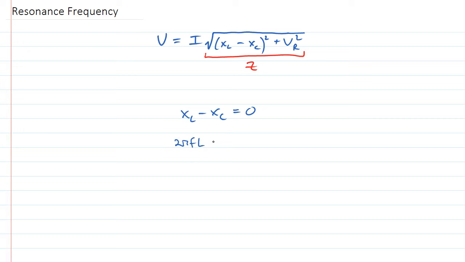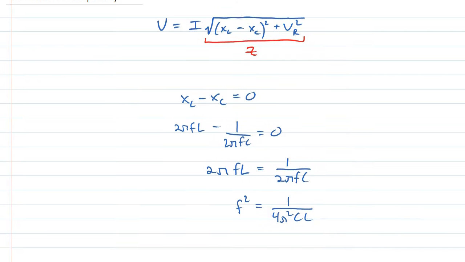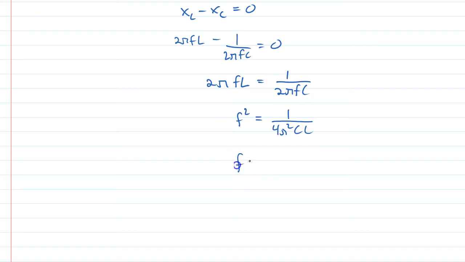So if we work this out, we can figure out a formula to find the best frequency. Now I'm going to add this to the other side. Now I'm going to multiply f over and then divide both sides by 2 pi L. So this is going to be f squared equals 1 over 4 pi squared CL. Okay, and then if we square root, we're going to end with f equals 1 over 2 pi the square root of CL.